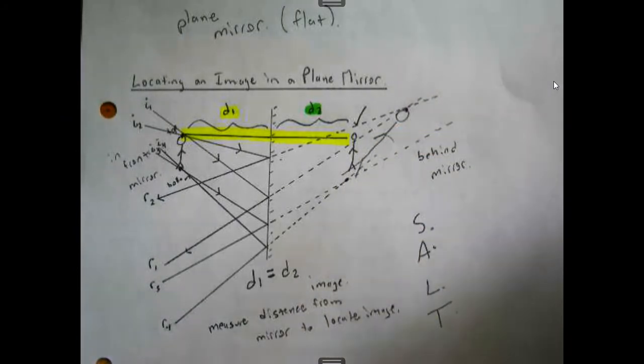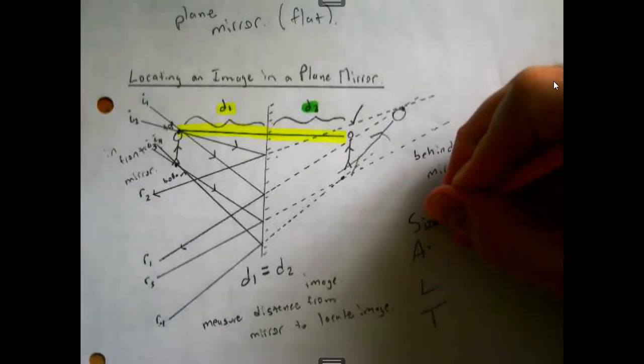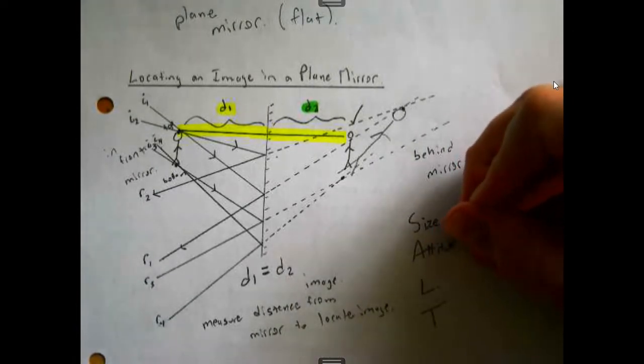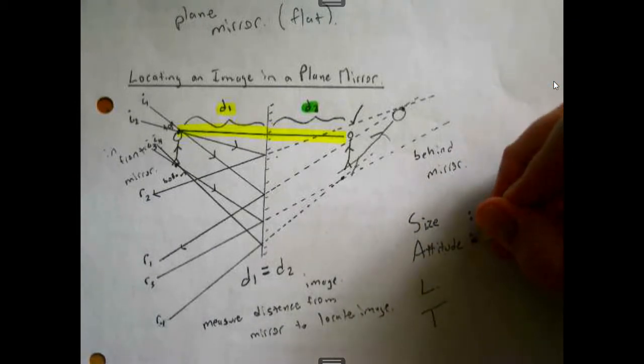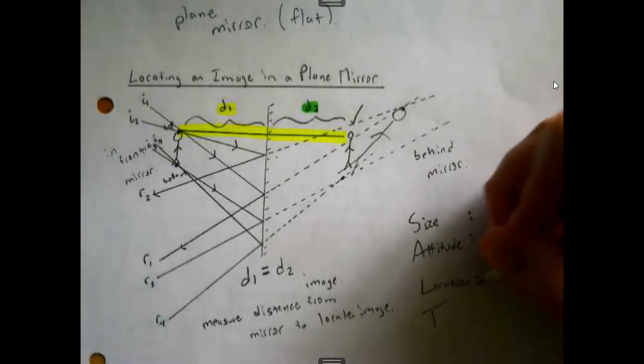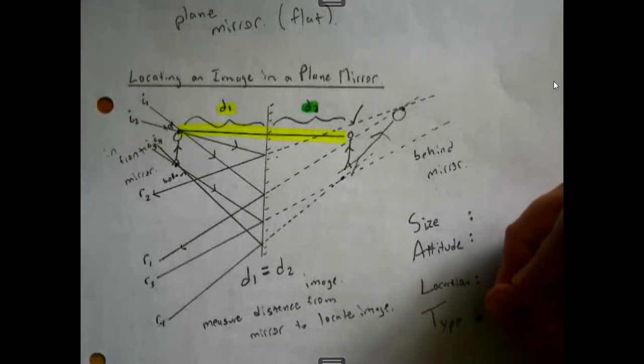And you probably would have noticed this already, but we're going to be looking at some criteria or characteristics of what the image is going to be like. Okay, so we're going to use this acronym down here. The S stands for size. The A stands for attitude. The L stands for location. And the T stands for type. And we'll talk about what those are in just a minute.